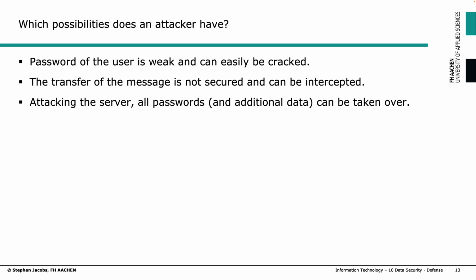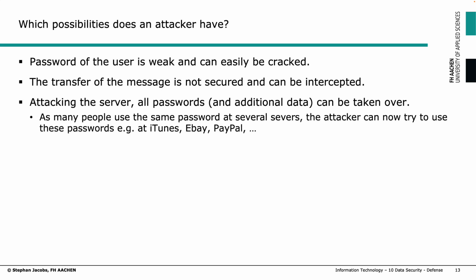What could the attacker do as well? So he could attack the server and try to grab all passwords and additional data. This happens again and again. And as many people use the same password at several servers, the attacker can now try to use these passwords, for example, not only at Amazon, but at eBay, PayPal, and he would have a quite good chance of success because simply people use passwords several times.